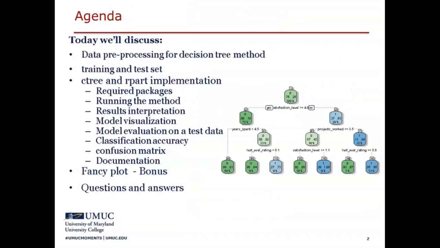All right, so here is today's agenda. We're going to go through the decision tree method, including the data pre-processing, training and test set, and I'm going to show you two implementations of decision tree method. And I'll show you what packages you need to install for each implementation. I'll show you how to run the method, and how to interpret the results. Then I'm going to look at the confusion matrix and some documentation, and there is a little bonus for people who pay undivided attention. All right?